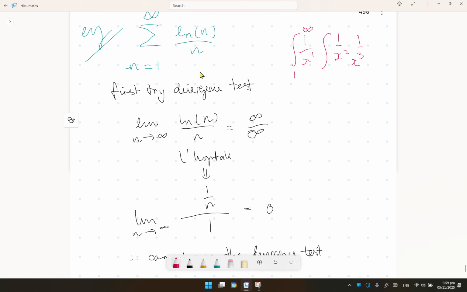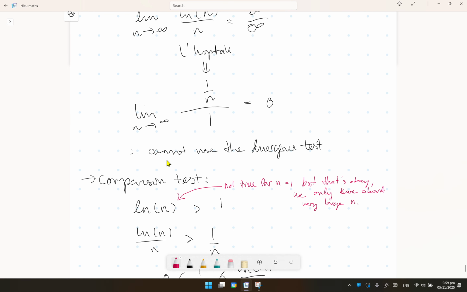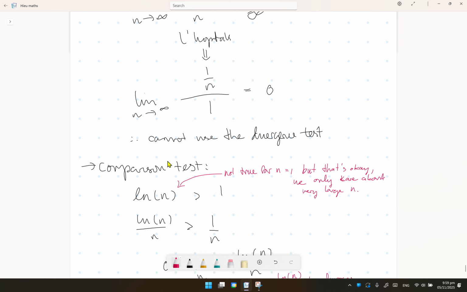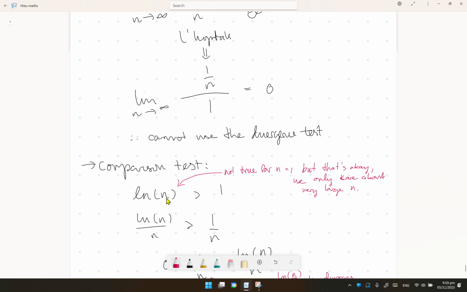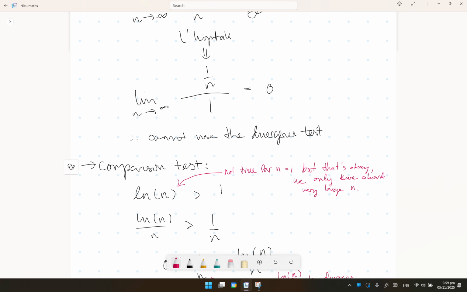So we want to be able to take 1 over something. Okay, so let's start with ln n is larger than 1. Now that's not strictly true. First of all, this is a logical way to start out. This is really good. But think about whether this is actually true or not. Imagine if n equals 1, which is the first term, you have ln of 1 is actually 0. So with this, we're saying that 0 is larger than 1.